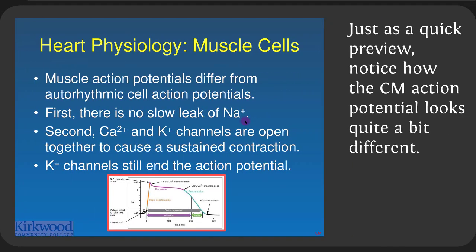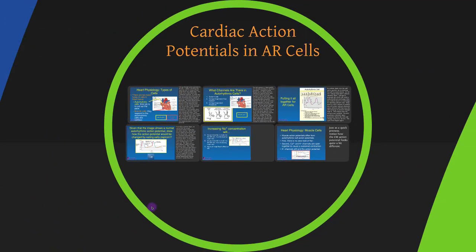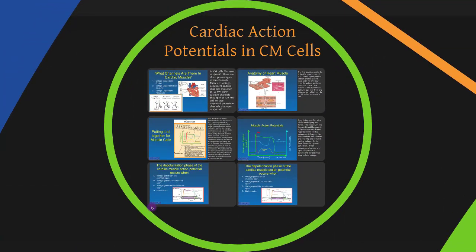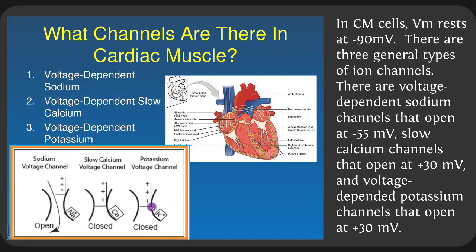Just as a quick preview, notice how the CM action potential looks quite a bit different than it did in the AR. The main difference is those slow calcium channels. In CM cells, VM rests at around negative 90 millivolts. There are 3 general types of ion channels. There are voltage-dependent sodium channels that open at around minus 55. There's slow calcium channels that open at plus 30. And there's voltage-dependent potassium channels that open at plus 30.